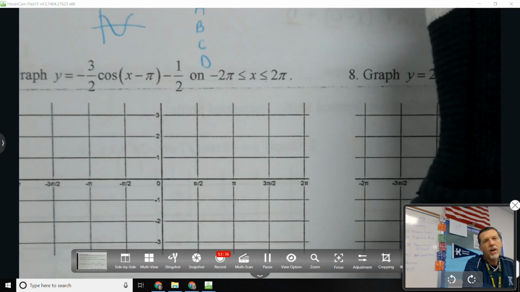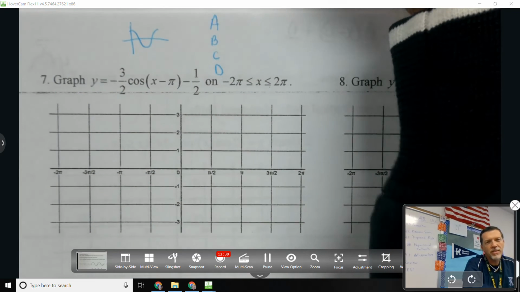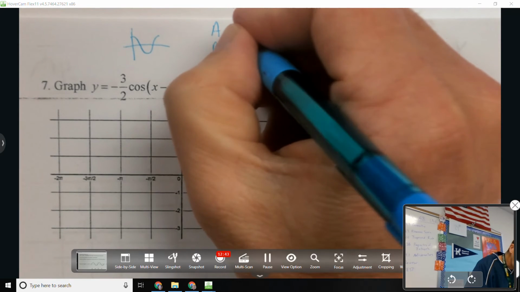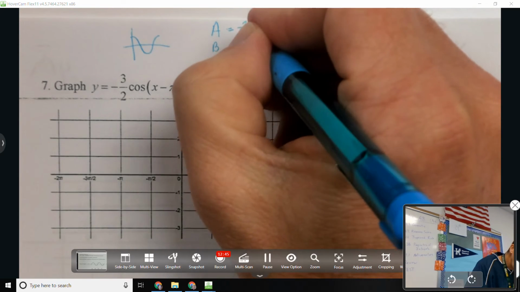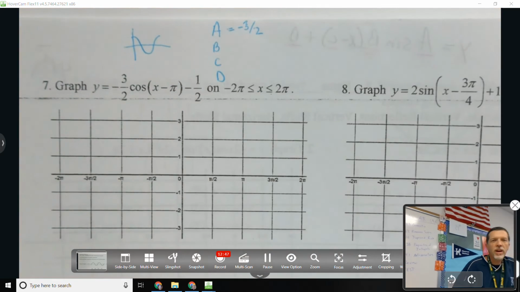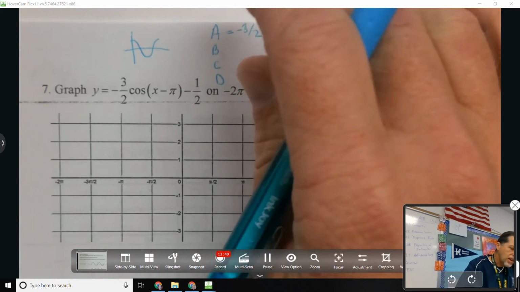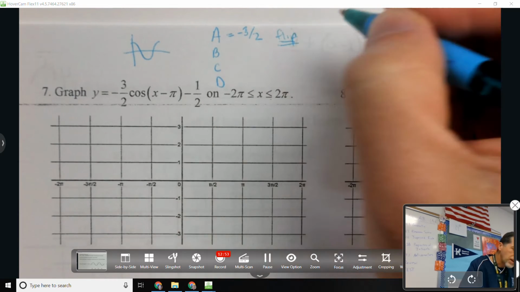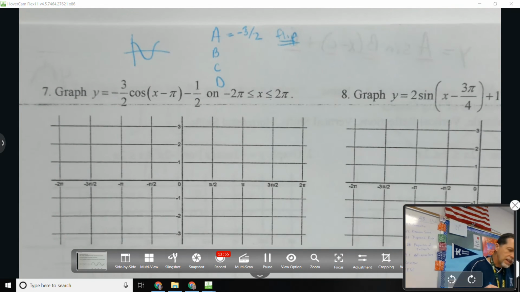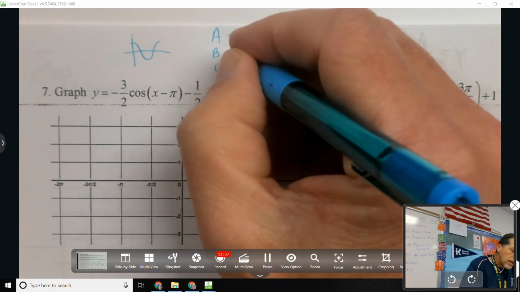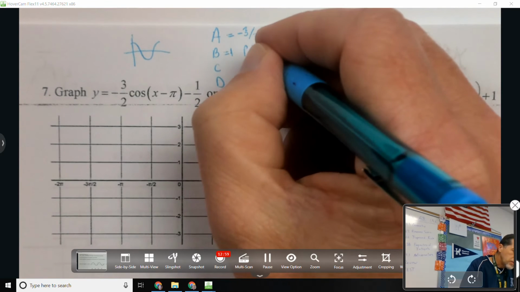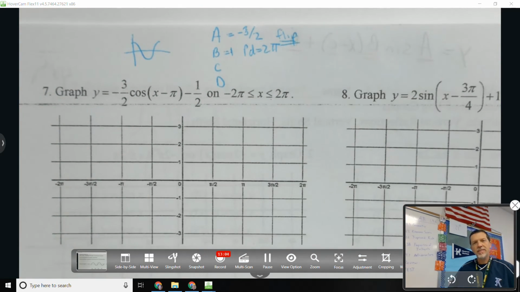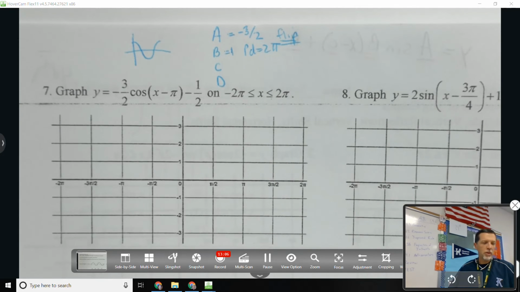Again, all the rest of this unit, I'm going to be saying A, B, C, D, D, C, B, A, again and again and again. So A is negative 3/2. That tells me it's amplitude, but it also tells me it's been flipped, so I better be careful about that. B is 1, which means my period is 2 pi, because it hasn't changed. Because we're not messing with period yet. We'll do that today.